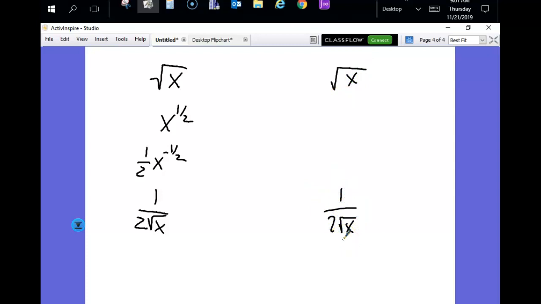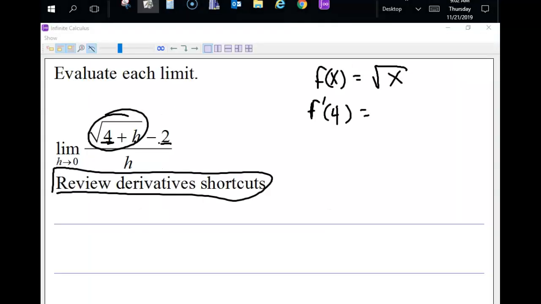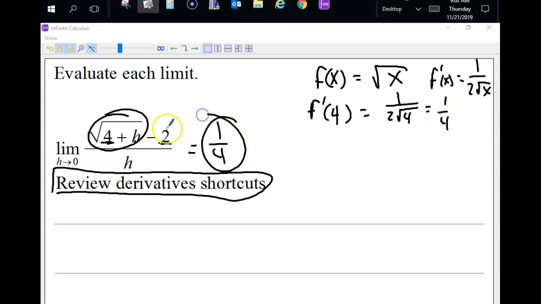All right? So whatever way you guys want to, go ahead and see if you can find it, because the derivative of the square root of x, we just found it earlier, was this, right? And then we're plugging in 4, which is 1 over 2 times 2, which is 1/4. And so this limit would be equal to 1/4. All right.